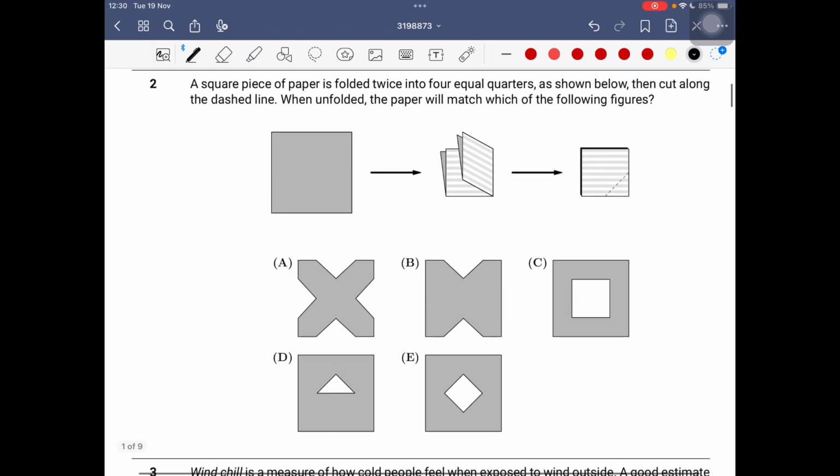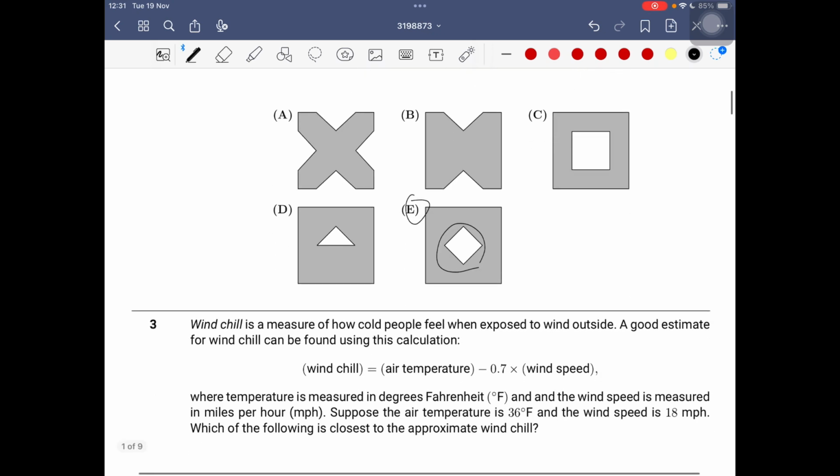Square pieces of paper folded twice into 4 equal, a quarter, and here. So this is the folded and closed part. So we can tell it has the inside, the hole, and also because we have the square corner, this corner are here, and the cutting line is not exactly the same as the corner, which has this like a diamond shape. So we can guess this can be E.